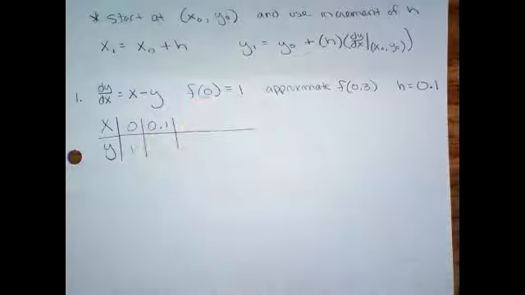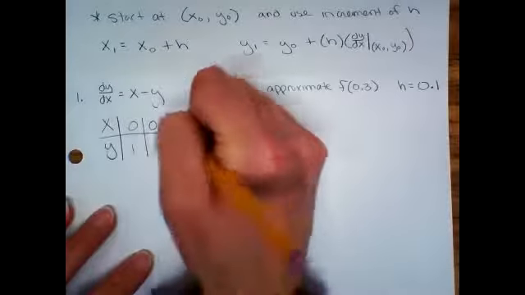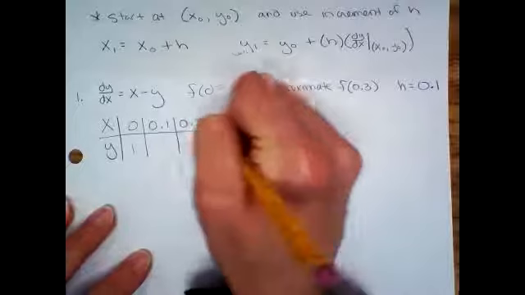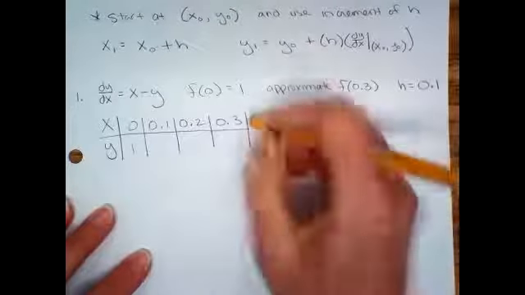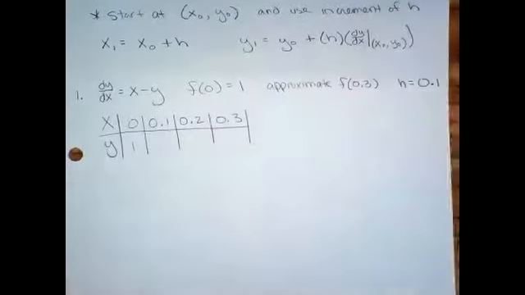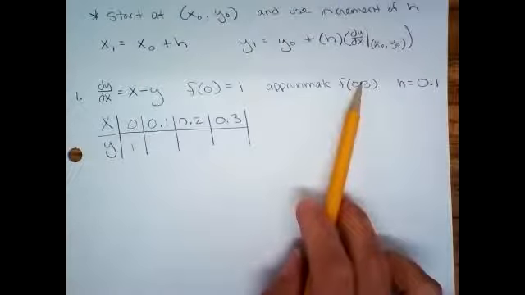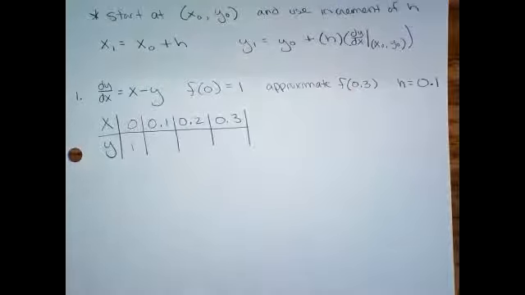And then what would the next one be? Yeah, 0.2 and then 0.3. Now I'm going to stop there. Why do I get to stop there? Like, how do you know when to stop? That's the one you're looking for, right? So stop. Now they don't usually have you go very far.